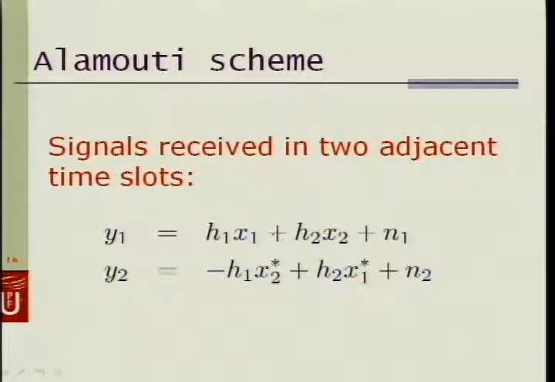At time 1, we receive a linear combination of x1 and x2 with coefficient h1 and h2 that we assume to be known at the receiver. At the next time instant, assuming that the channel doesn't change so quickly that the transfer function changes from one instant to the next, we have a linear combination of x1 star and x2 star like this. So this is what we observe. The point is, how can we derive x1 and x2 from these two equations without solving the system?